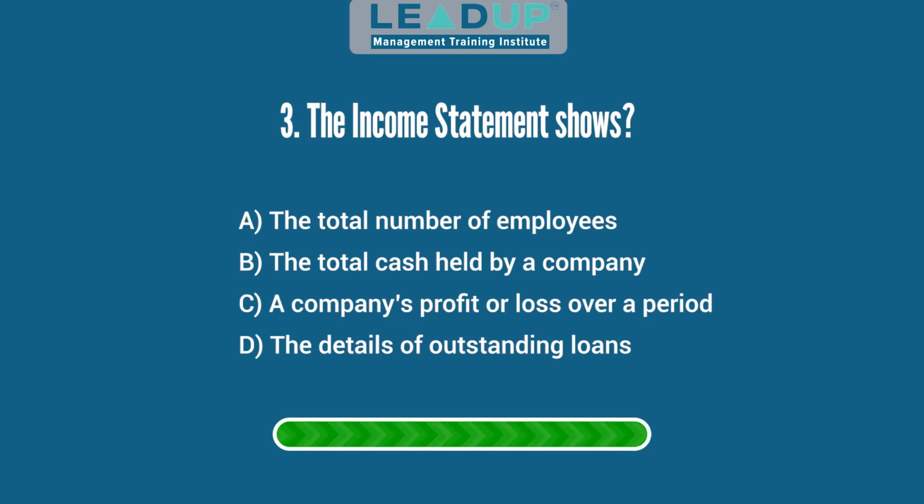Question 3. The income statement shows A. The total number of employees. B. The total cash held by a company. C. A company's profit or loss over a period. And D. The details of outstanding loans. Answer: a company's profit or loss over a period.